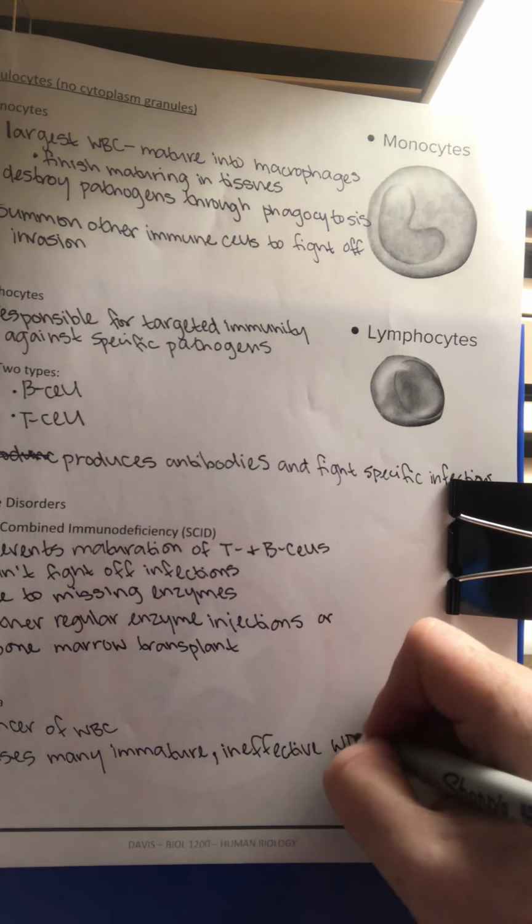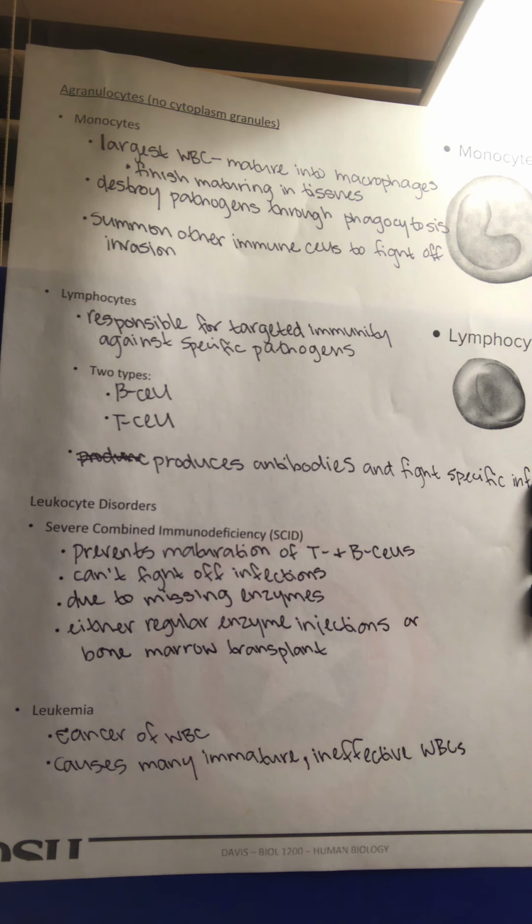So there's lots of different types of leukemia, and most of the time these types are dependent on the type of white blood cell and the stage of maturity of the cell.